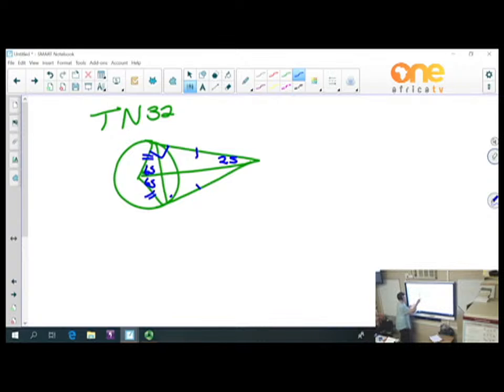So we want this one here. So it means that angle is also 25. That's then 50 degrees, so 130, divide by 2, and that's how you get the 65 there for that one. Right, then number 2, same thing here, you've got that tangent.